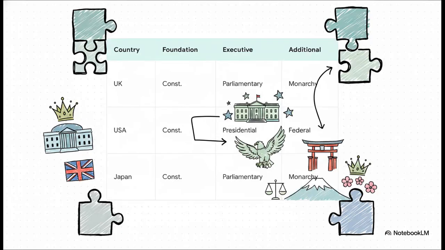When you put the whole shebang together, you can really see how major global players layer these structures to form their modern governments. Take the UK. It's fundamentally constitutional, operates a parliamentary executive, but still retains a symbolic monarchy. The United States is constitutional, presidential, and federal, while also grappling with that perceived oligarchy we talked about earlier. And Japan, it mirrors the UK, with a constitutional foundation, parliamentary system, and symbolic monarchy. It's just fascinating how modular these concepts truly are in practice.